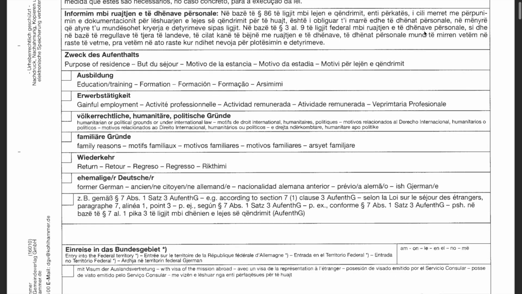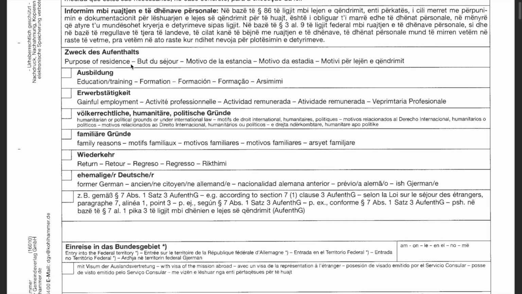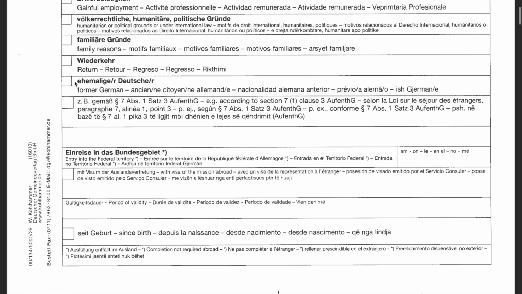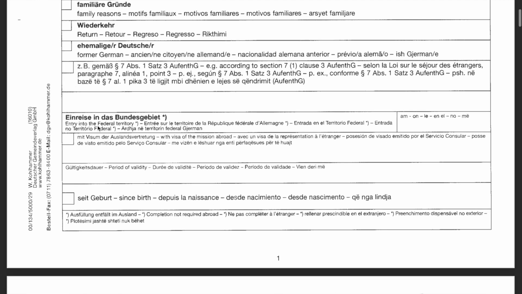When you scroll down, they are asking for the purpose of residence. Here you mark for what purpose you came to Germany. The first is education or training, the second is gainful employment, then humanitarian or political grounds and reasons, then family reasons, the return of former Germans, and so on. Whatever option is applicable to you, you can mark it. For example, for my blue card, I got a job and had an employment offer, so I marked gainful employment.